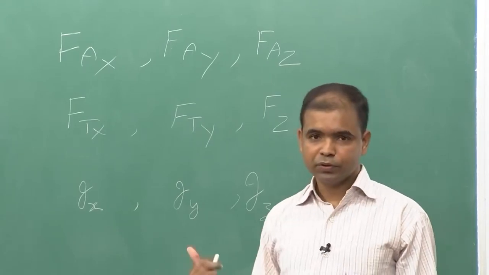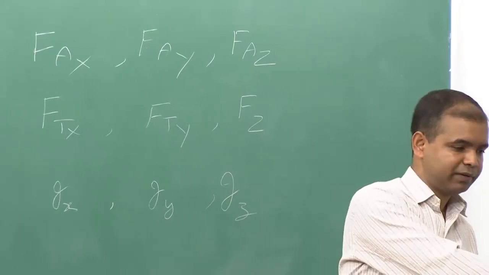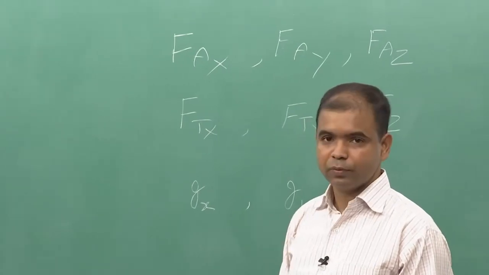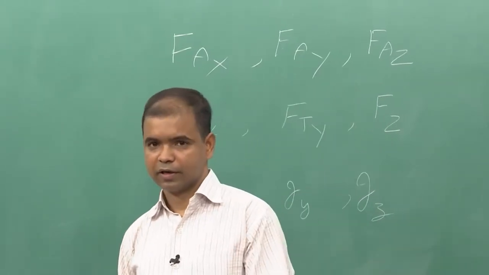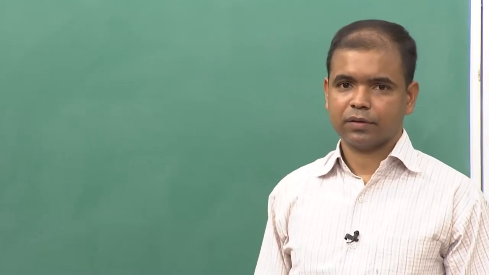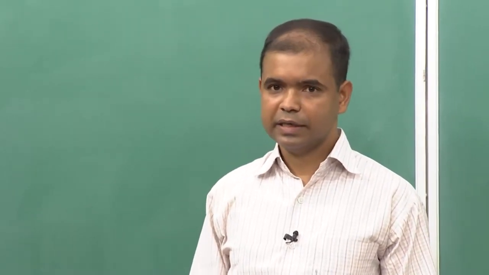Now you will be using these forces and the equations of motion that we have derived in the previous classes, and we will see how we can find the trajectory of the aircraft. In previous classes, we have derived the 6 degree of freedom equations of motion, and we have two sets of equations, each set having 3 equations.